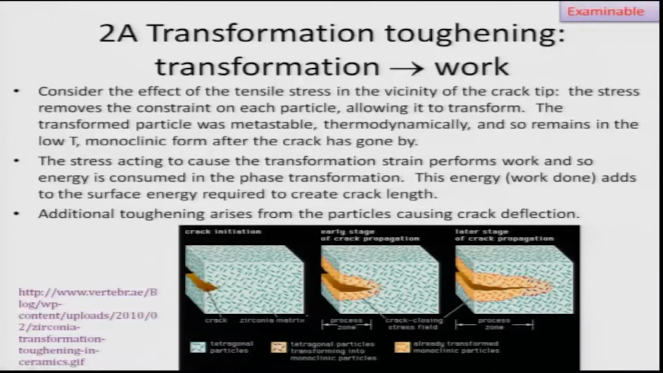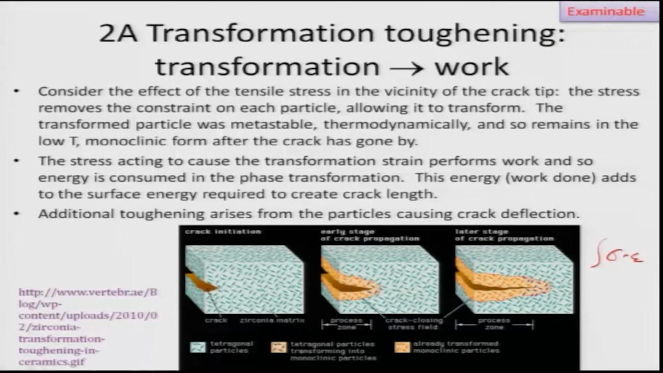The stress acting to cause this transformation from tetragonal to monoclinic can cause a strain, and if it causes strain, that means it does work. Energy is basically stress multiplied by strain. So if the stress causes a certain kind of strain in the material, energy is required. That energy adds to the surface energy to create the crack length. So this is also another important aspect.